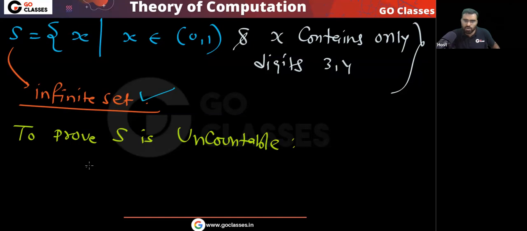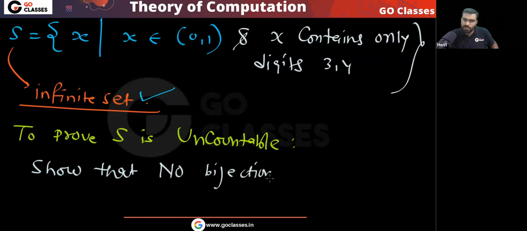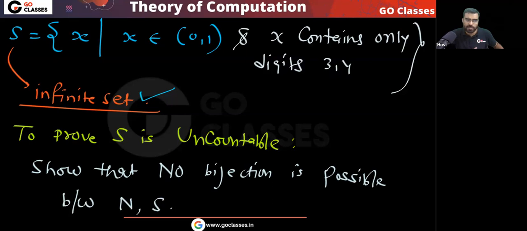To prove S is uncountable, you have to show that there is no bijection between S and N. Yes or no? Show that no bijection is possible between N and S. Is this clear? Please tell me.